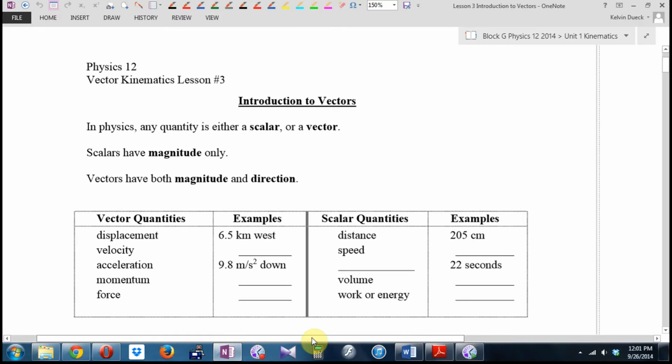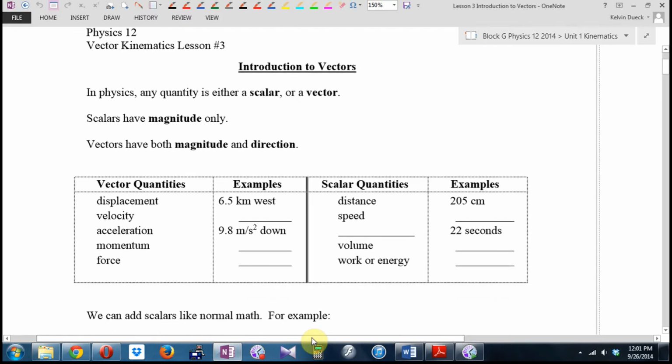Some examples. Displacement is a vector quantity, 6.5 kilometers west. Velocity is a vector quantity. How about 3.8 meters per second north? Acceleration is a vector quantity, 9.8 meters per second squared down. What was another way that I could show the direction down?